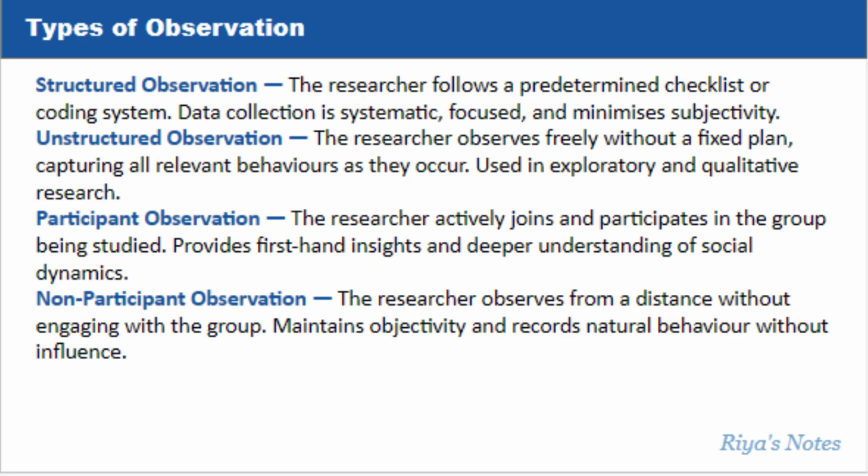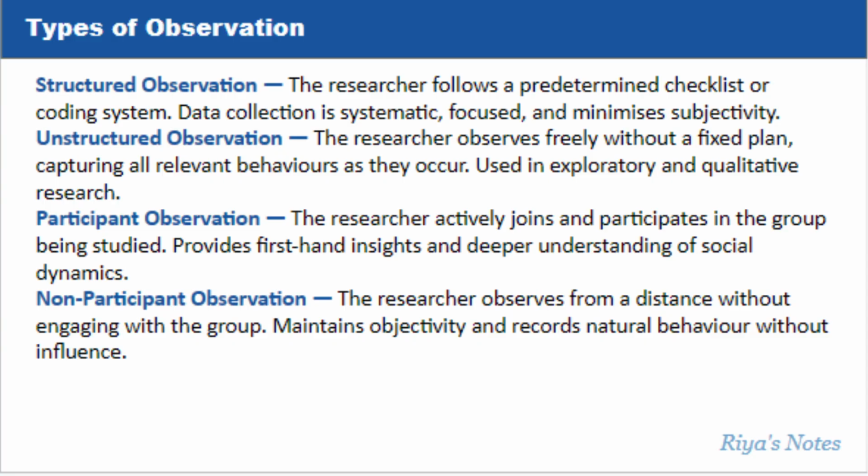Structured observation. The researcher follows a predetermined checklist or coding system. Data collection is systematic, focused, and minimizes subjectivity. Unstructured observation. The researcher observes freely without a fixed plan, capturing all relevant behaviors as they occur. Used in exploratory and qualitative research.